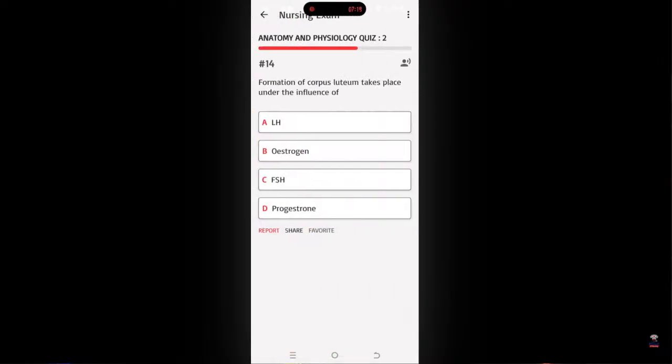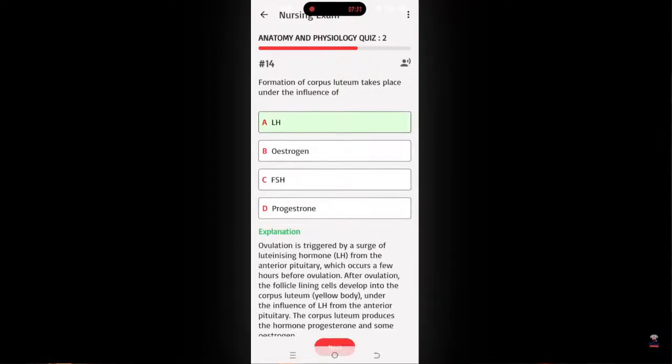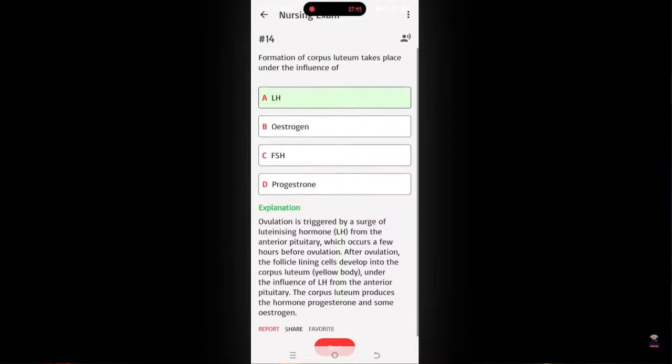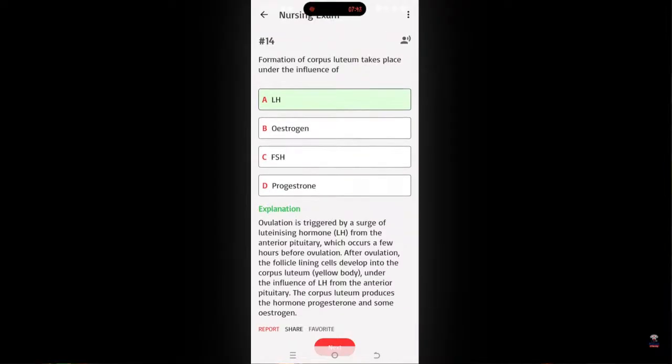Formation of corpus luteum takes place under the influence of A. LH. B. Estrogen. C. FSH. D. Progesterone. Correct answer is A. Ovulation is triggered by a surge of luteinizing hormone, LH, from the anterior pituitary, which occurs a few hours before ovulation. After ovulation, the follicle lining cells develop into the corpus luteum, the yellow body, under the influence of LH from the anterior pituitary. The corpus luteum produces the hormone progesterone and some estrogen.